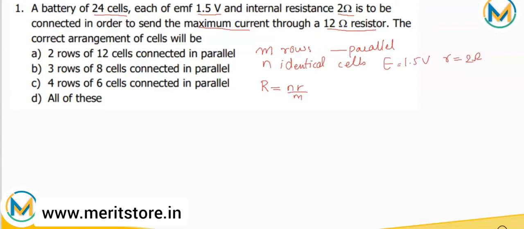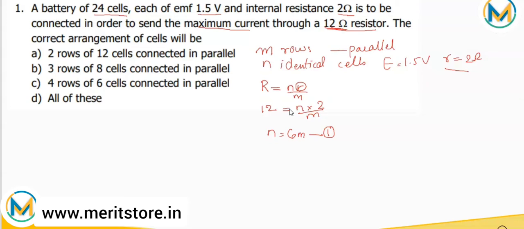Now we know the value of this resistor, that is 12 ohm. So let's put R equals 12 ohm, which equals n into the internal resistance, that is 2 ohm, the whole upon m. So n into 2 upon m. Here we get the equation n equals 6m. Give this as equation number 1.